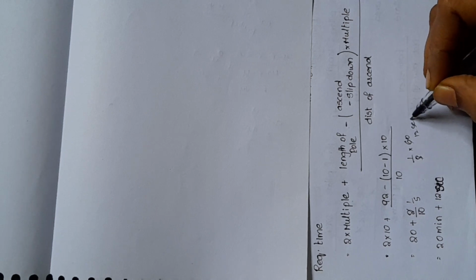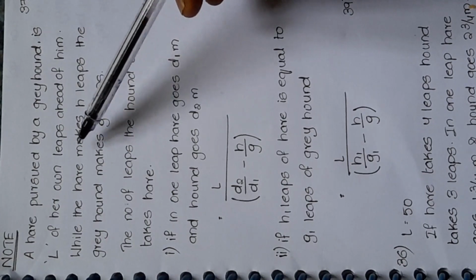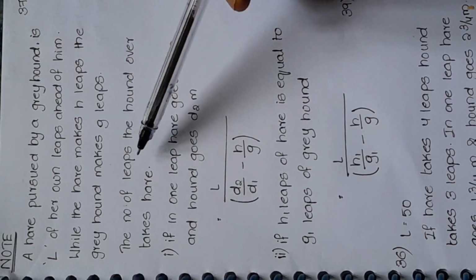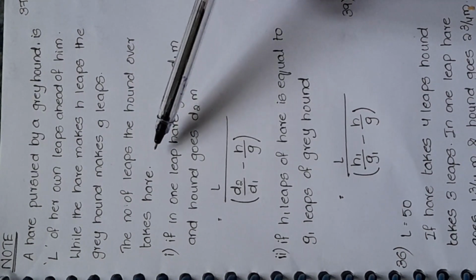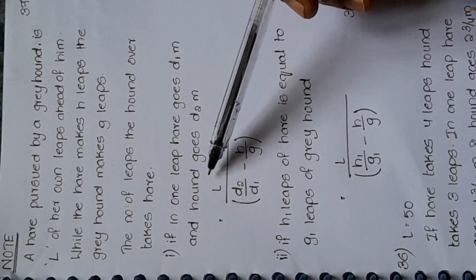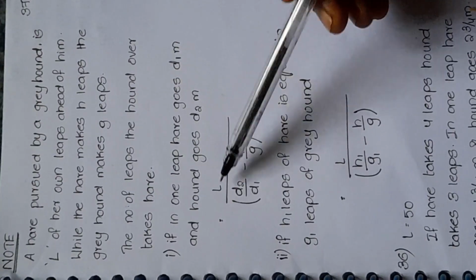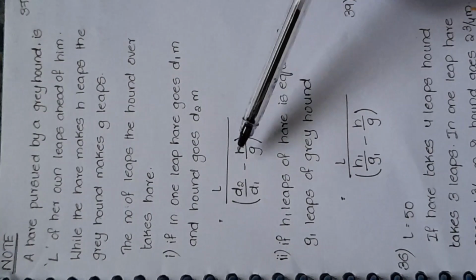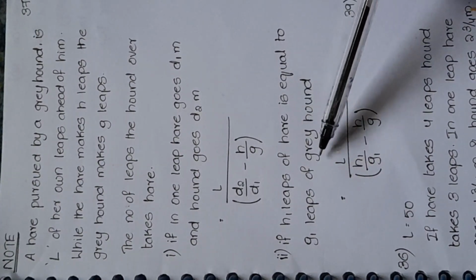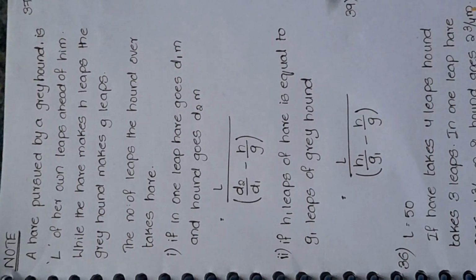This is 12 seconds. A hare pursued by a greyhound is L of her own leaps ahead of him. While the hare makes H leaps, the greyhound makes G leaps. Then the number of leaps the hound takes to overtake the hare: the first case is, if in one leap hare goes D1 meters and hound goes D2 meters, then the number of leaps the hound overtakes the hare is L by (D2 by D1 minus H by G). The second case is if H1 leaps of hare is equal to G1 leaps of greyhound, then the formula is L by (H1 by G1 minus H by G).